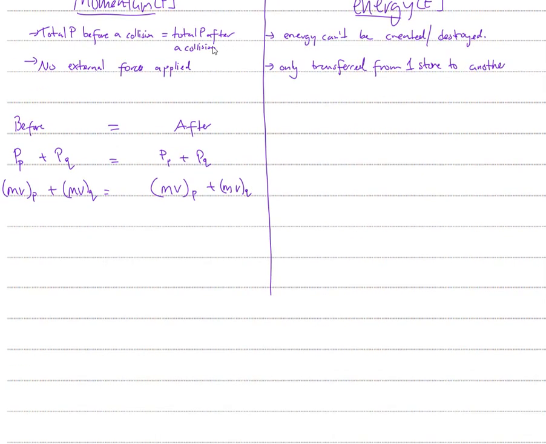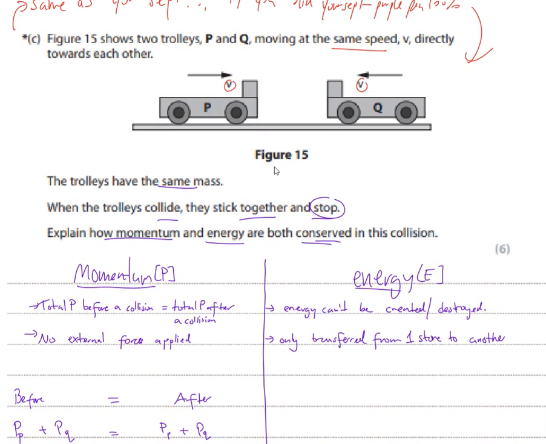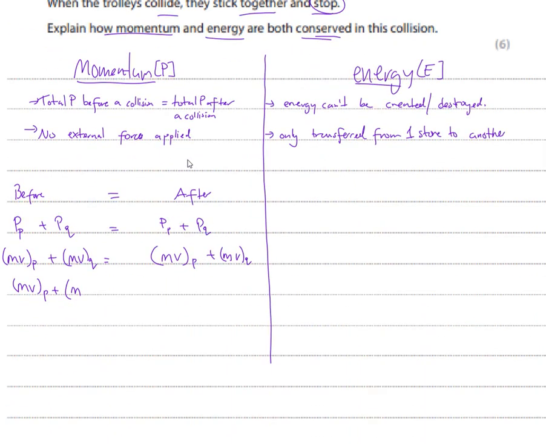Now, here is the juicy part. Before is mv plus here, now the velocity for the Q. Now Q is going in the opposite direction. Therefore, if P is positive, Q is going the other way, so Q will be negative. Q will be negative v. Okay, Q. So therefore, this is v. Now, because they have the same mass, same velocity, so plus minus v, this goes to 0.